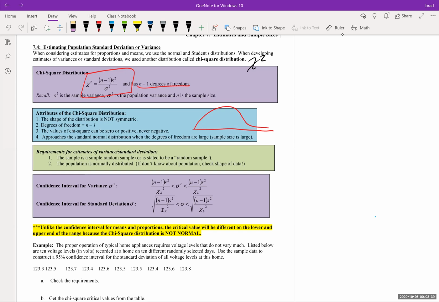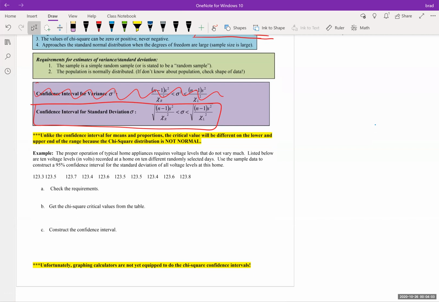So here's how we build confidence intervals. For our class, I'm not really going to focus on this one. We're going to focus much more heavily on confidence intervals just for standard deviation. We're not going to worry too much about variance, but if you know how to do it for standard deviation, you would know how to do it for variance as well. I'm just going to focus on standard deviation in this class.